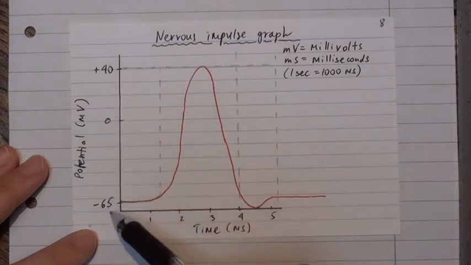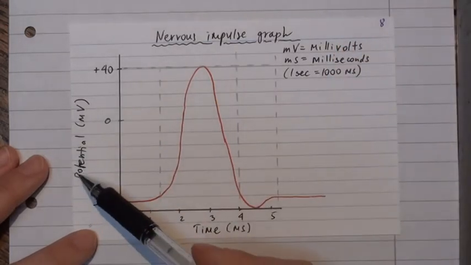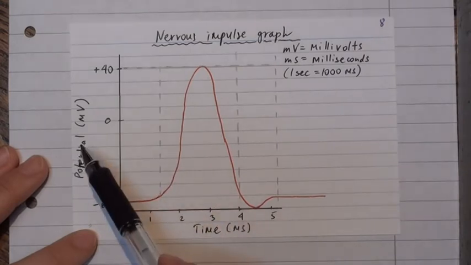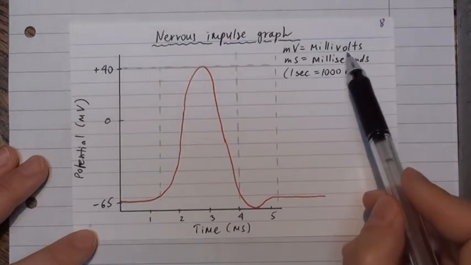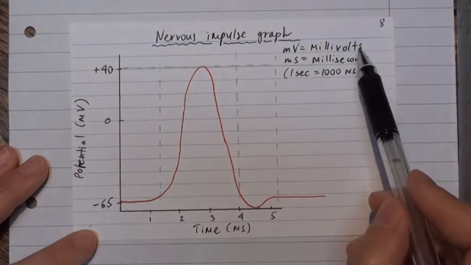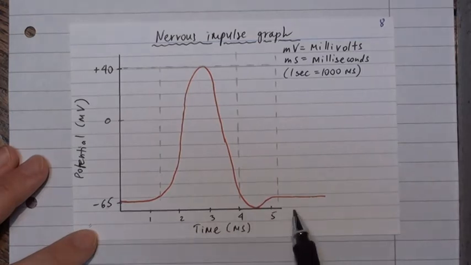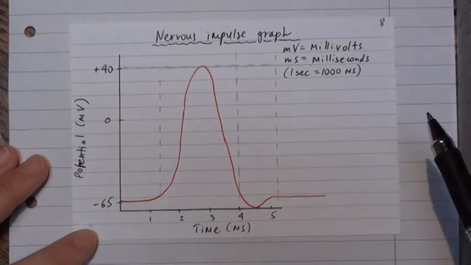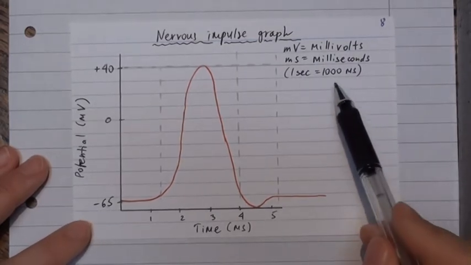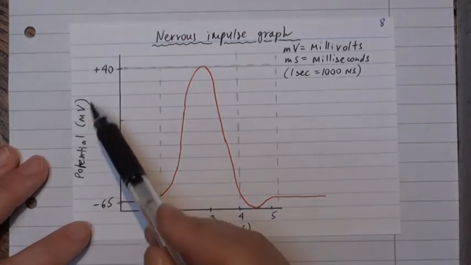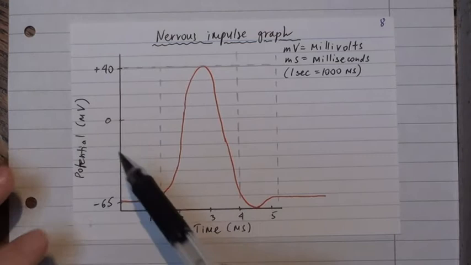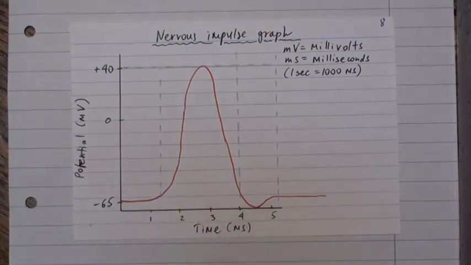So on this side, you've got potential, and it's measured in units called millivolts. So it's written as little m and capital V, and this stands for millivolts. And on this side, you've got time, and this is measured in milliseconds, right? So little m, little s to represent millisecond. So here we're talking about a really, really tiny amount of electricity, because that's what potential essentially is, right? So potential just shows you how strong, if you like, your electric current is, and the time, right?